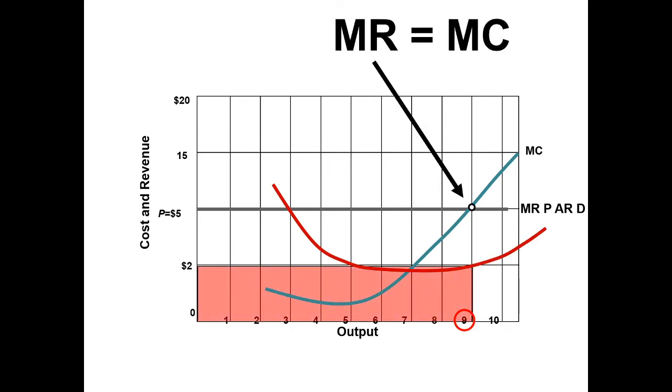All right, so we go to MR equals MC again, right? And we're at 9, but we're going to go straight up from 9 till we hit the average cost curve. When we hit the average cost curve, we go across to find out the average cost per unit at 9 units is $2. At 4, it's a little higher than 2. At 3, it's as high as 5. Okay, but at 9 units, which is what we're producing because MR equals MC at 9, we're paying $2.